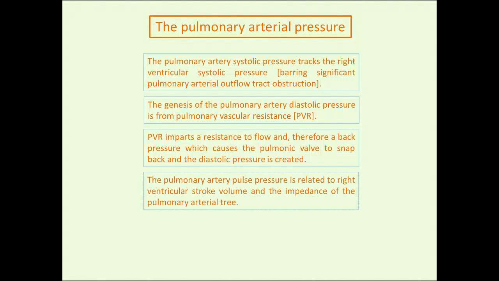The pulmonary artery pressure is related to the right ventricular stroke volume and the impedance of the pulmonary arterial tree. So the greater your stroke volume, it's essentially directly related to the pulse pressure. So the greater the stroke volume, the greater the difference between the pulmonary arterial systolic and diastolic pressure, and the relative values of those pressures will vary based on the impedance to flow. And again, we talked about impedance in Chapter 2.